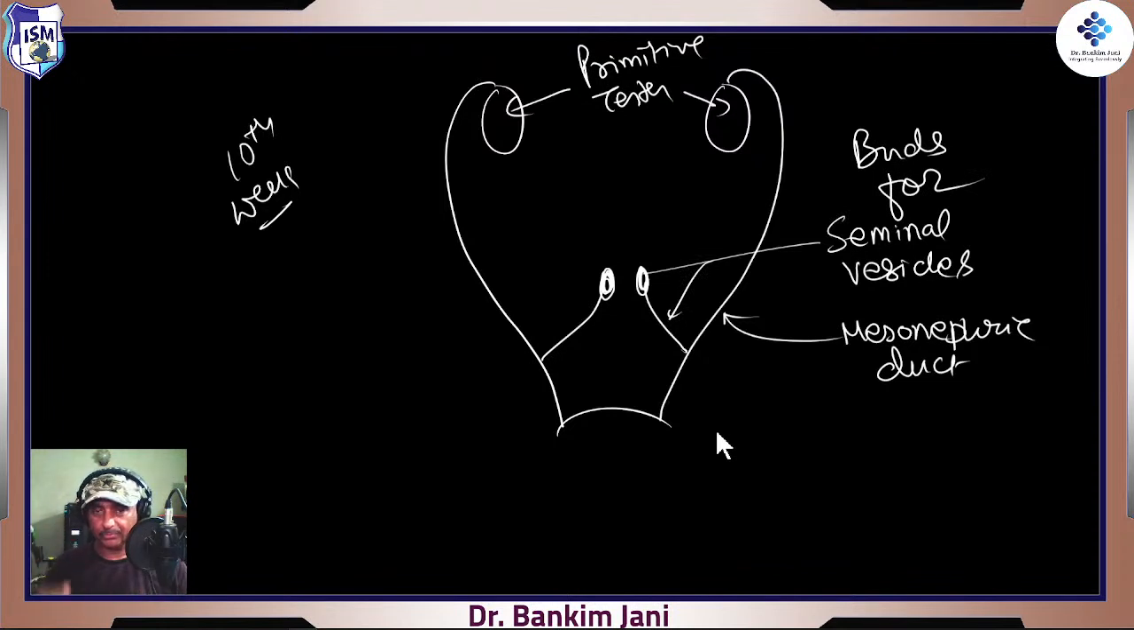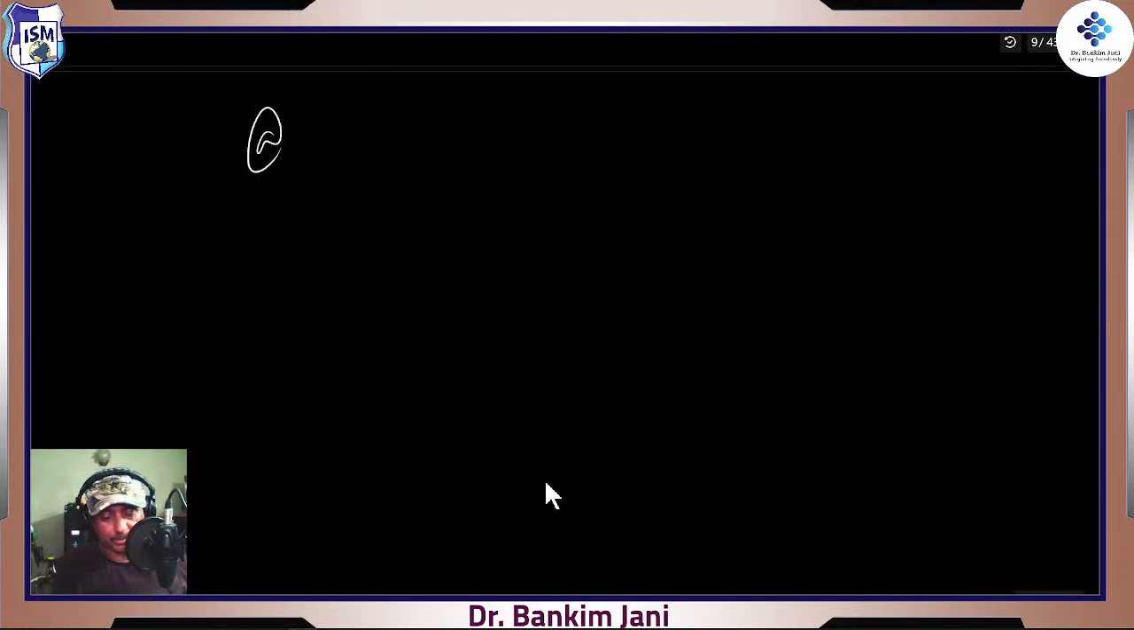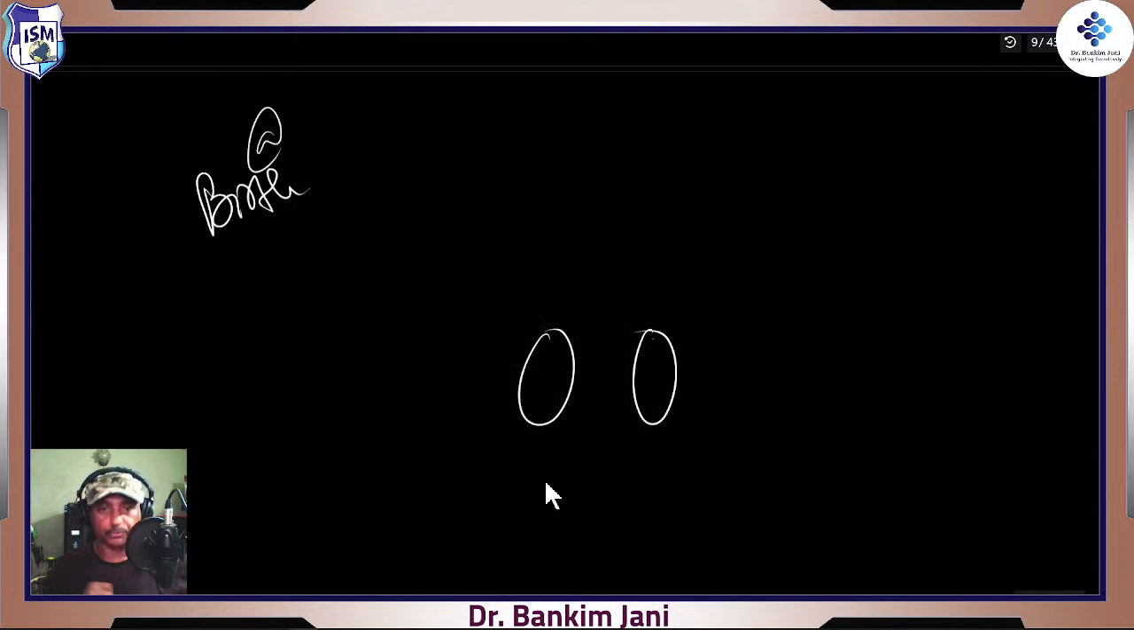And now, these testes would descend. They will descend in such a way that, from this figure, watch what happens at birth. So at birth, the testes are in the scrotum. Then there would be a structure called the epididymis. Today we'll be watching all these structures in detail.